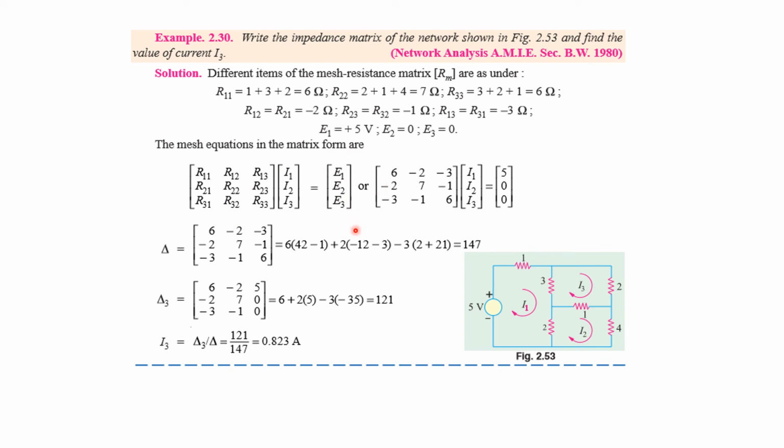Now we'll go for E1, E2, E3. Let us go through first E2. Once we travel through this, there is no source. So directly the answer for this is E2 is 0. Similarly, E3 is 0. Now what about E1? Once we travel like this, the negative terminal becomes positive. So here plus 5 volt. Now simply once we get the matrix, it's a matter of seconds to get the answer for any value of current. So with the help of the calculator, we find the answer for I3 is 0.823 ampere. Thank you.